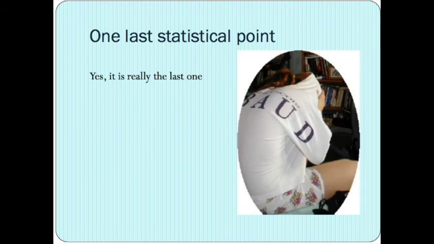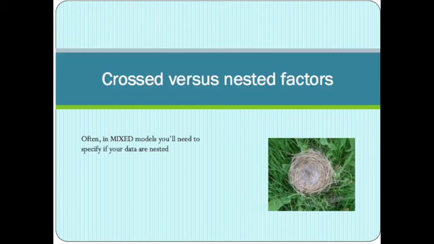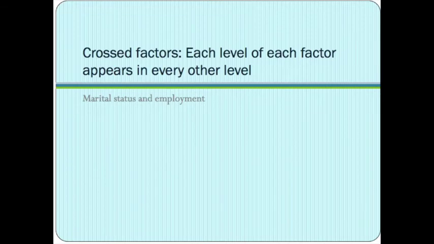So I'm going to talk about 2 more things and call it a night. And that is crossed versus nested factors. In mixed models, you'll need to specify if your data are nested. And nested factors don't mean your subjects have built themselves little houses out of twigs, but actually, eggs in a nest would be a perfect example of a nested model. Now, in crossed factors, each level of each factor appears in every other level.